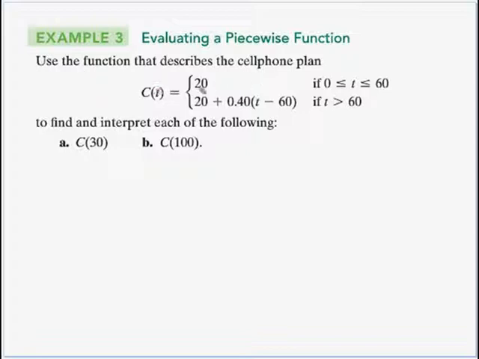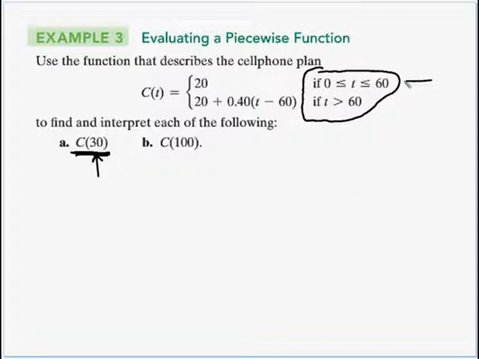Here's our c of t. It's equal to 20 if we're between 0 and 60, and then 20 plus 0.4 times t minus 60 if our minutes are over the 60. So find and interpret the following. C of 30. So this is where you look to define or find out where you are plugging your number in. Our number is 30.